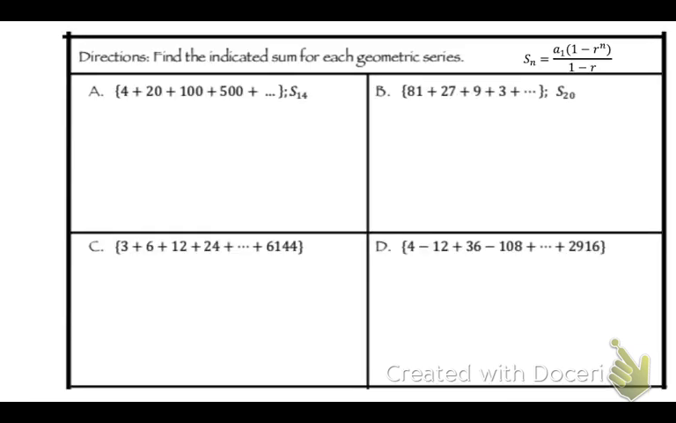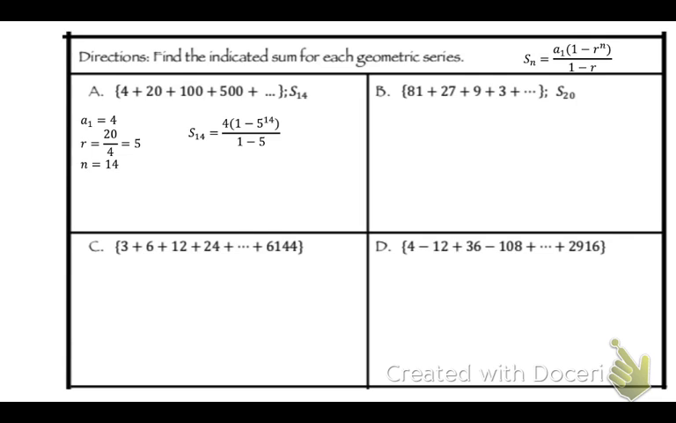So let's look at this one. We have to find the indicated sum for each of the geometric series. a sub 1 here is 4. My common ratio, you can take the second one divided by the first one, is 5. You could also do 100 divided by 20 is 5, 500 divided by 100 is 5. And n equals 14 because it was given to me.